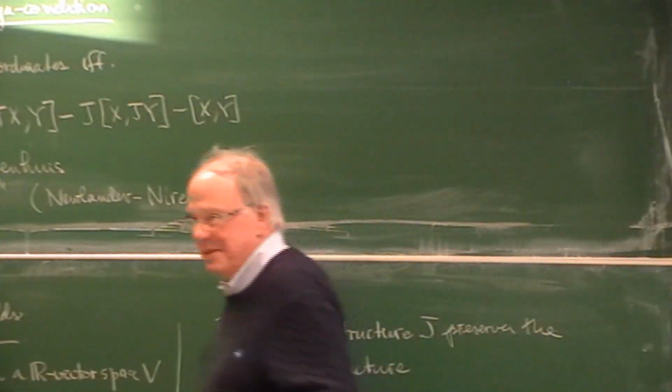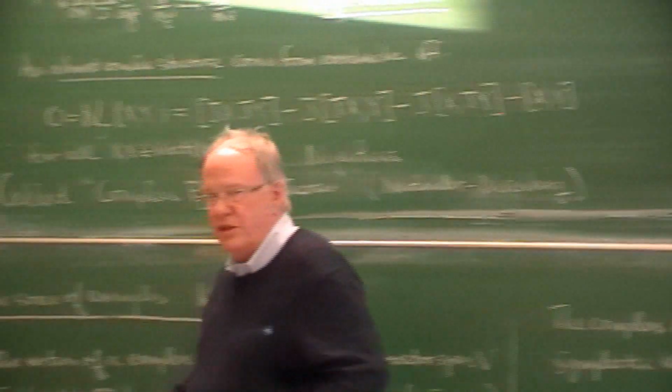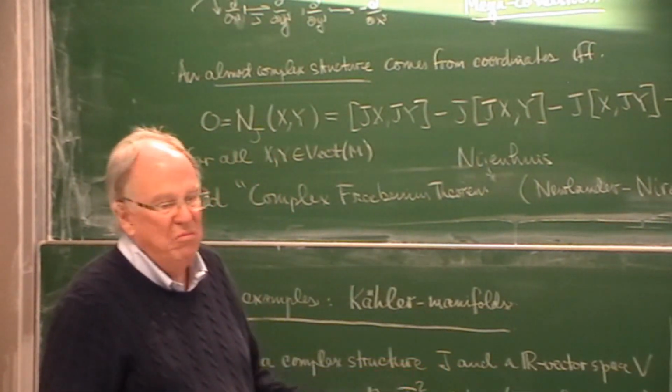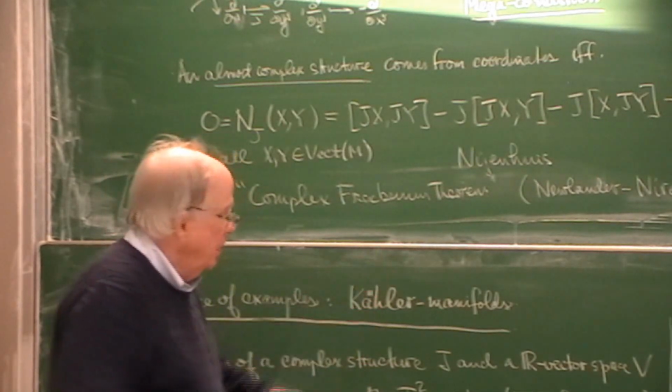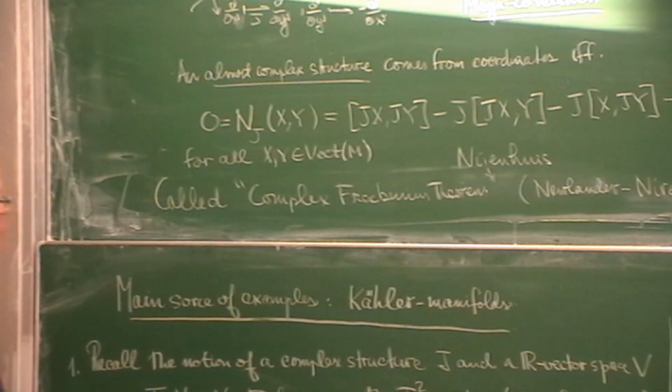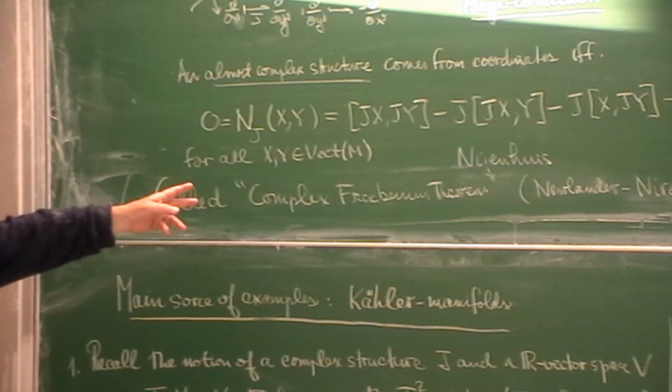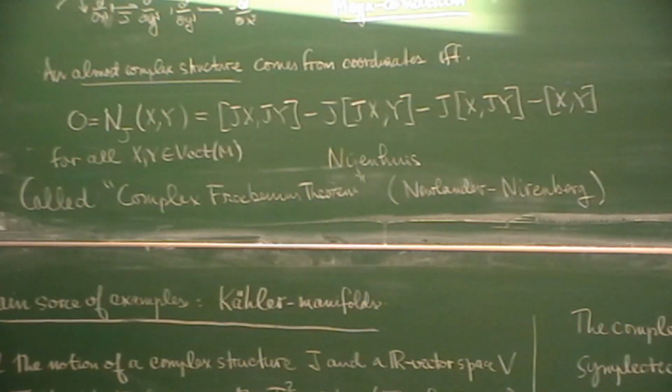This result is called the complex Frobenius theorem. The real Frobenius theorem is a triviality. The complex Frobenius theorem is a highly non-trivial result, nowadays not, but at the time of Louis Nirenberg's proof, it was. Okay? Not so long ago. And you see the condition. Look at the condition, it's serious. If and only if.